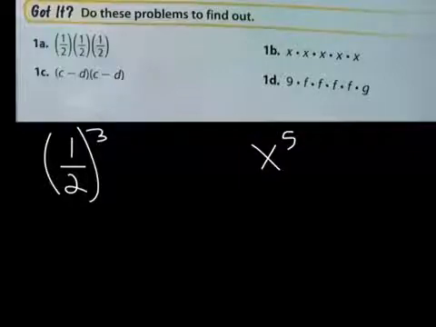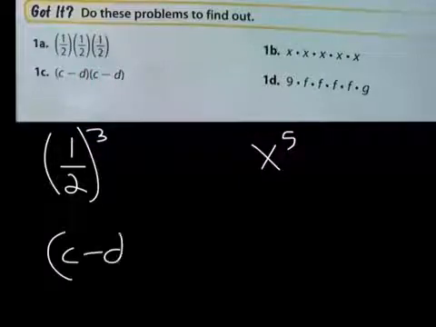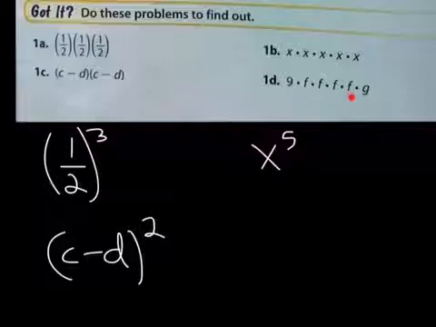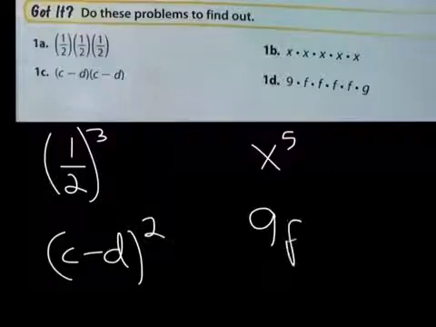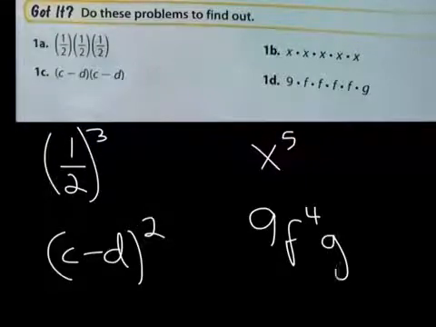Let's see, here we have C minus D 2 times, right? So it'll just simply be C minus D squared. And finally, we have 9, F, F, F, F, and 1G. That one's simple to write. You can write it as 9 F to the power of 4 G.